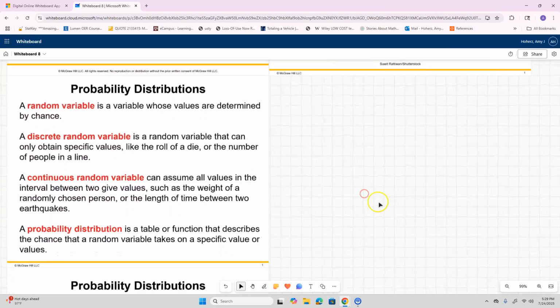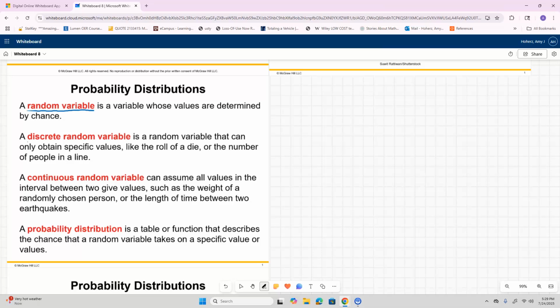So with probability distributions, we need to remind ourselves what a random variable is. We've talked about this before, but a random variable is a variable whose values are determined by chance. So again, we're still talking about rolling a die, flipping a coin, drawing a card, drawing a name out of a hat, those types of things that happen by chance.